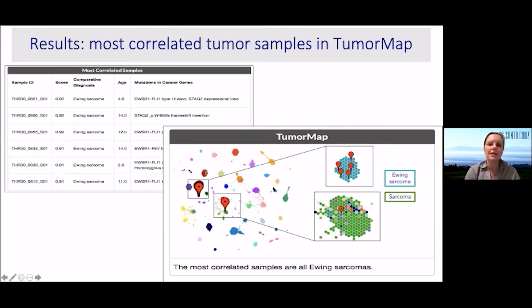So in this case, they're all Ewing sarcomas. So all of the Ewing sarcomas are here, most of these similar cancers, and then one of these similar cancers is in another sarcoma cluster, but it's still a Ewing sarcoma. So perhaps not so exciting in this case, but I will show you another case where this is exciting.